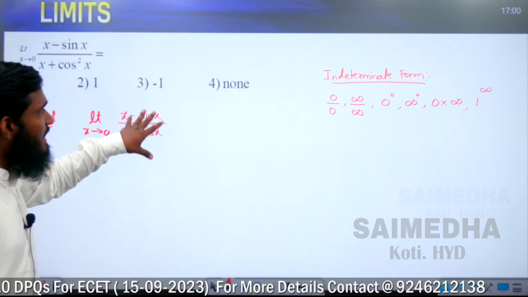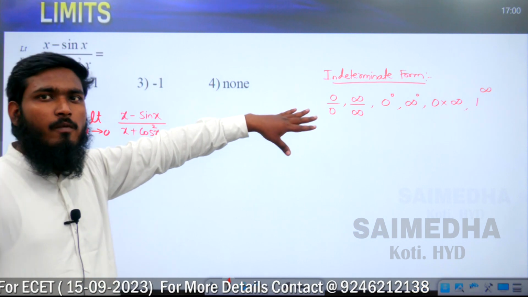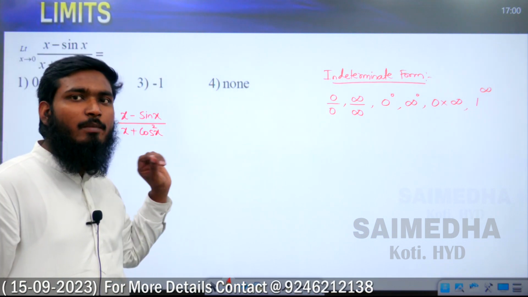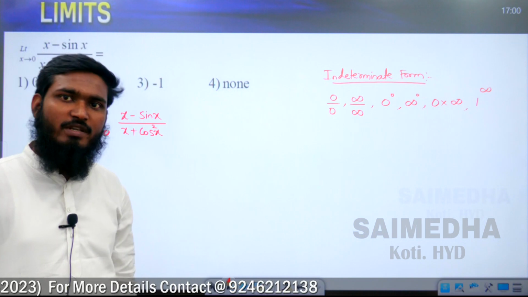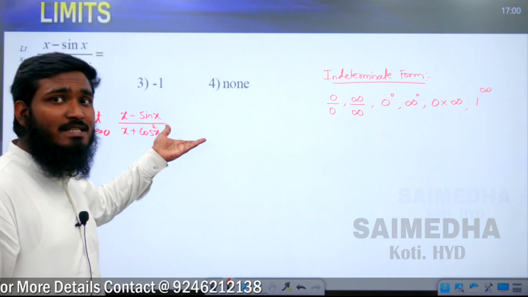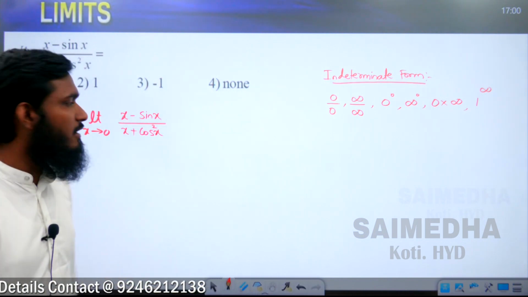If you get the answer as an indeterminate form, then we have to make some changes in the question. But if you get a finite value, that answer will be correct. Let us see this part.